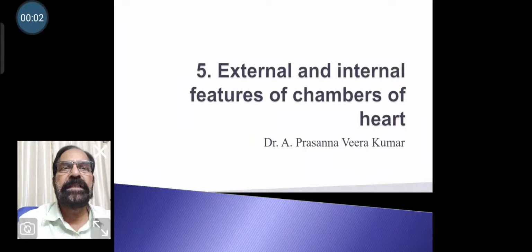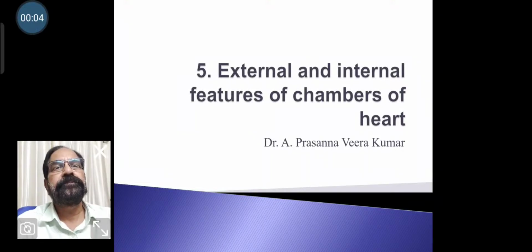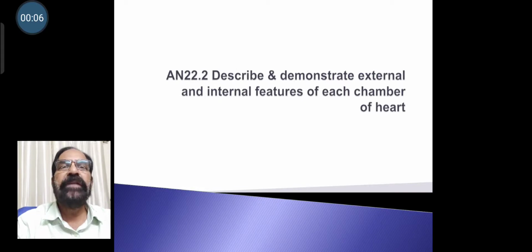And internal features of chambers of heart. So in this we discuss the competency, that is external and internal features of each chamber of heart.